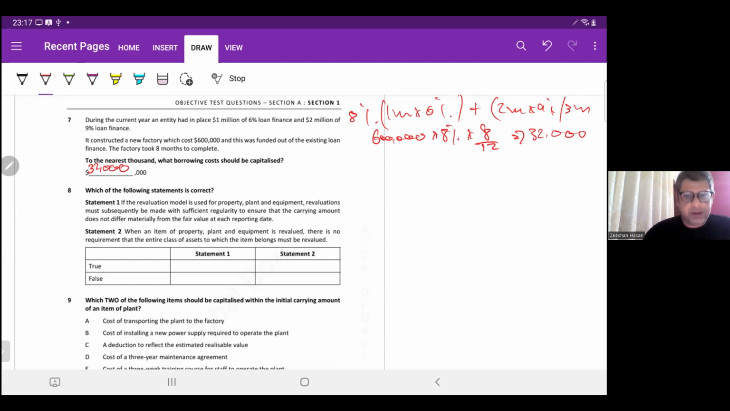So next question, which of the following is correct? Statement 1: if the revaluation model is used for property, plant and equipment, revaluation must subsequently be made with sufficient regularity to ensure that the carrying amount does not differ materially from the value at each reporting date. Yes, it is the right answer. And next one: when an item of property, plant and equipment is revalued, there is no requirement that the entire class of assets to which the item belongs must be revalued. It's false.